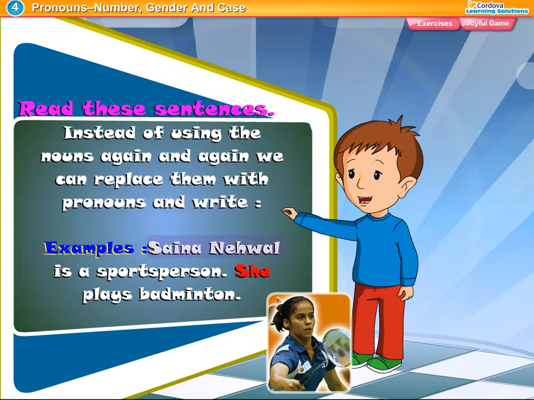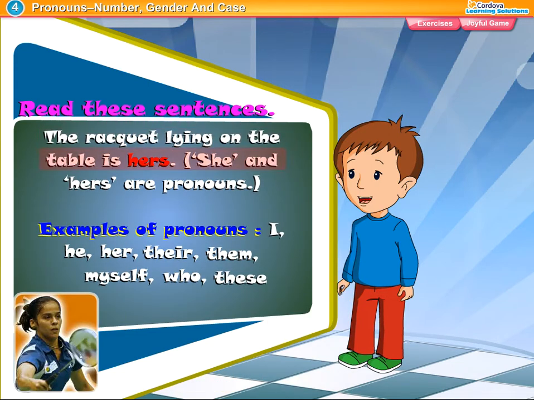Examples: Saina Nehwal is a sportsperson. She plays badminton. The racket lying on the table is hers. She and hers are pronouns. Examples of pronouns: I, he, her, their, them, myself, who, these.